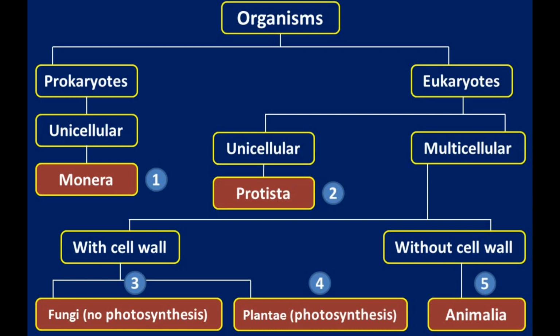They are grouped in the 5 kingdoms on the basis of different characteristics, like prokaryotic cell or eukaryotic cell, unicellular, multicellular, cell wall present, cell wall absent. So on the basis of their characteristics, they are classified into 5 kingdoms: Kingdom Monera, Kingdom Protista, Kingdom Fungi, Kingdom Plantae and Kingdom Animalia.